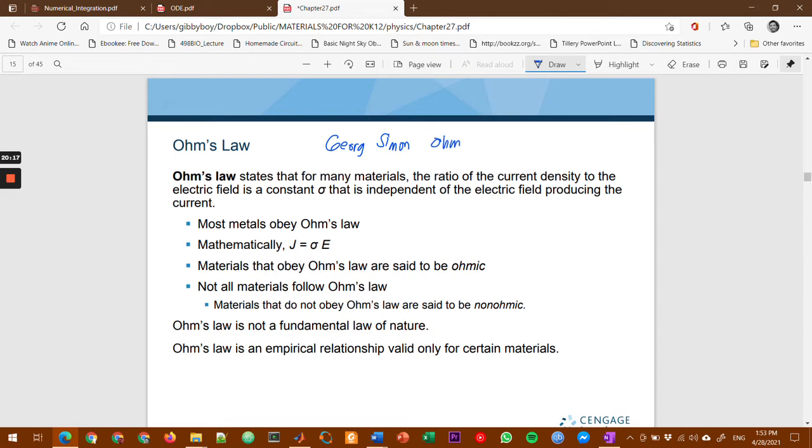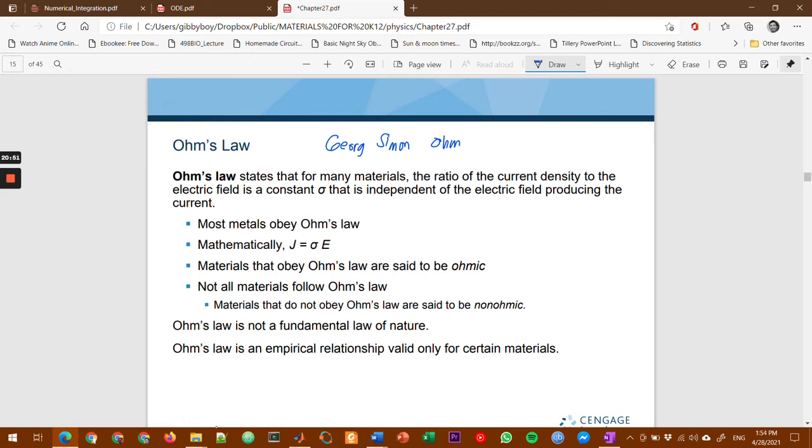So he discovered this relationship between electric field and the current density. So if you turn on the electric field, the bigger the electric field, the bigger the current. And this phenomenon was sometimes referred to as Ohm's law. Okay, so Ohm's law states that for many materials, the ratio of the current density to the electric field is a constant. So that is sigma.